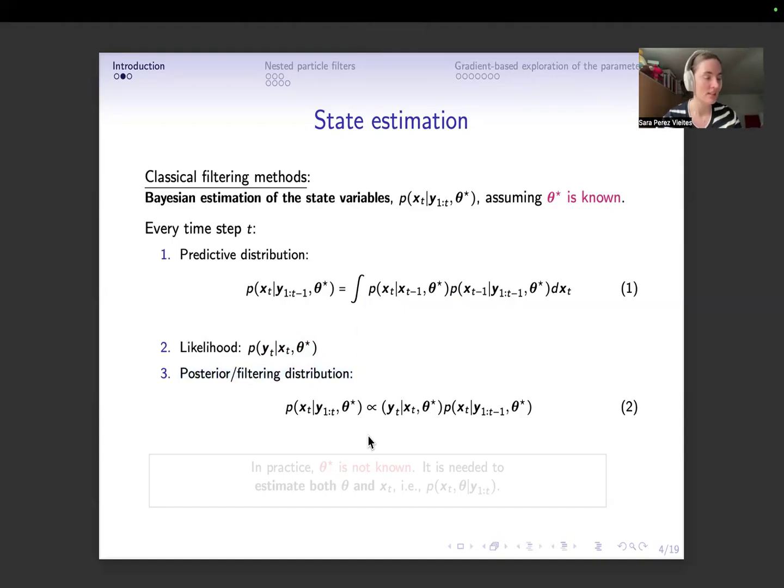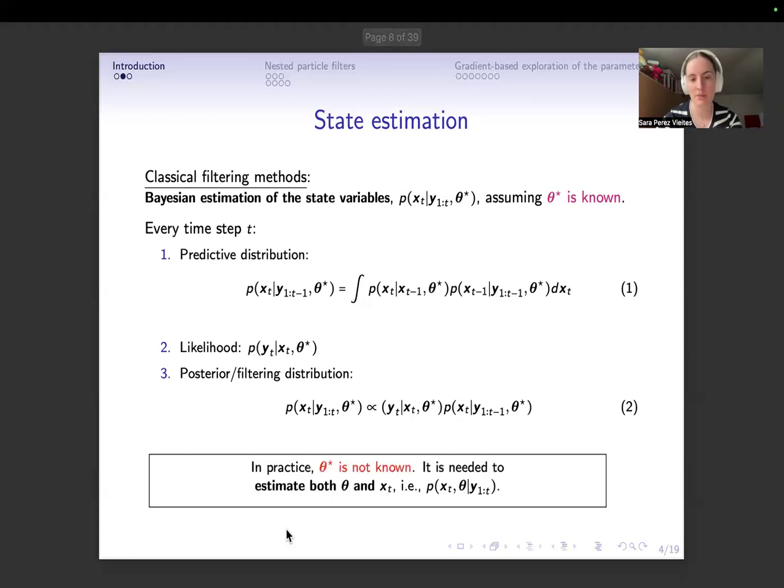So this is nice, this is good. There are many ways to do it. If it's a linear model, we have an optimal solution: there is the Kalman filter. If not, we can apply some importance sampling-based methods, such as particle filters.